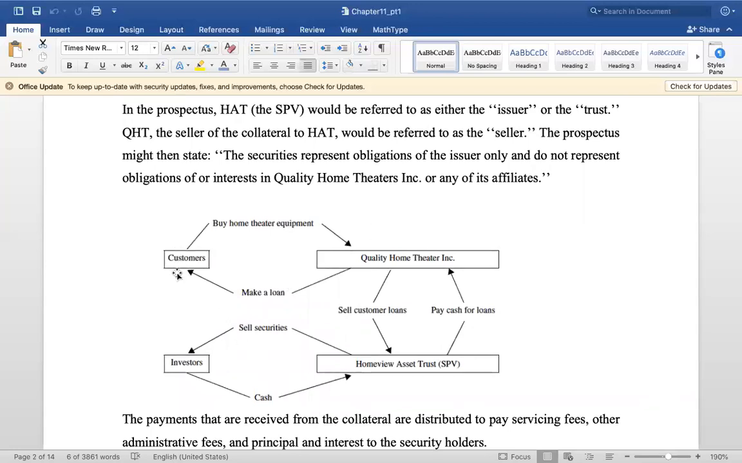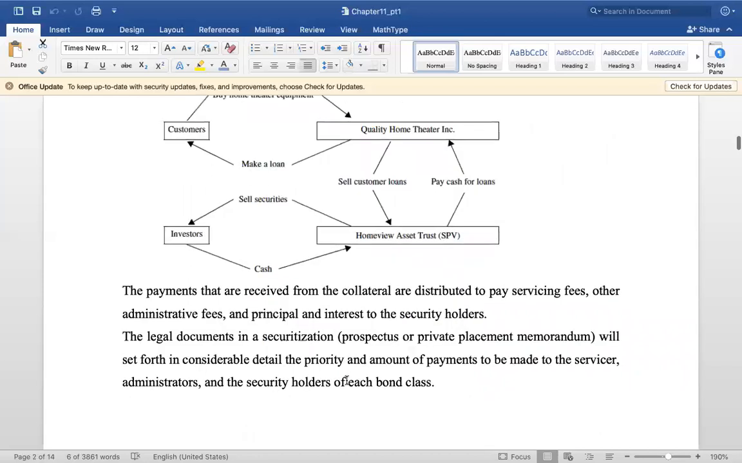There is a customer who buys home theater equipment from Quality Home Theater, and Quality Home Theater makes a loan to the customer. Then Quality Home Theater sells the customer loans to the Home Asset Trust, and the Home Asset Trust pays cash for the loans, in our case 100 million. What the Home Asset Trust, which is an SPV, does is sell securities to the investors, who in turn provide them cash. So this is how a typical structure works.